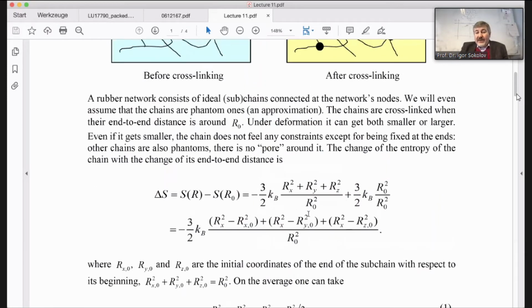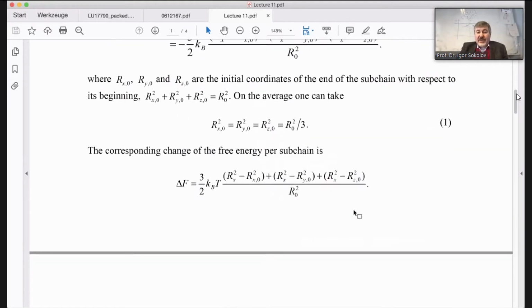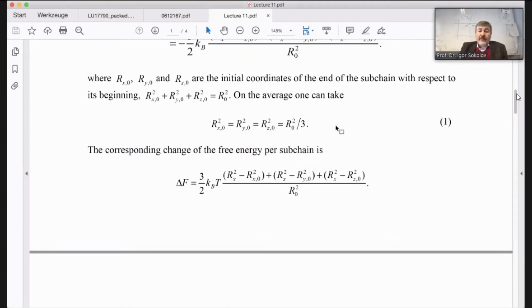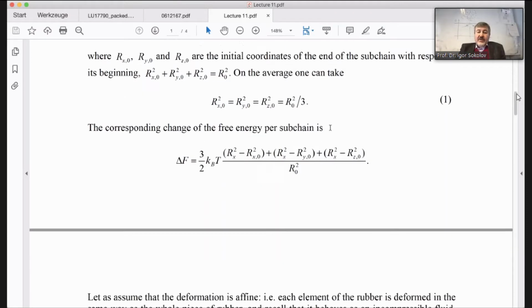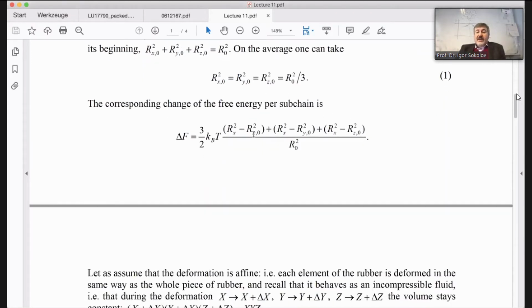Now, these guys, because on the average the chain is symmetric, are all of the order of 1/3 of the mean square distance between the ends. And then I put down from this simple discussion of the excess entropy that if I change the distance between the ends with respect to R0, the entropy grows. I put here the change in the free energy of my subchain.